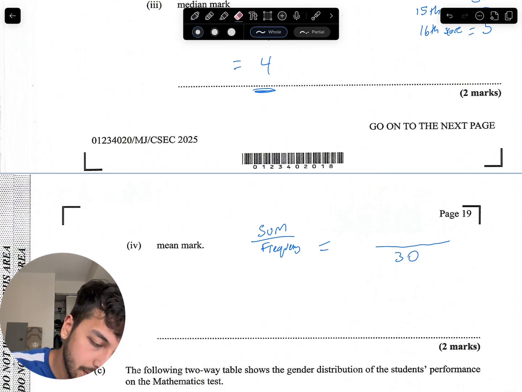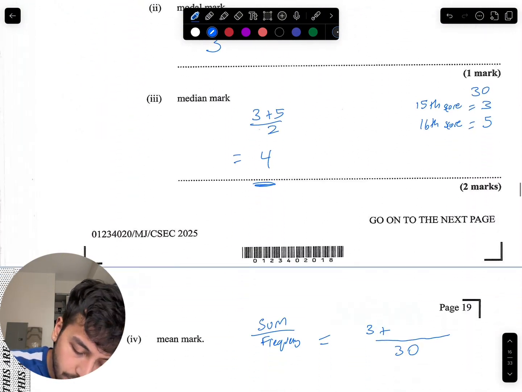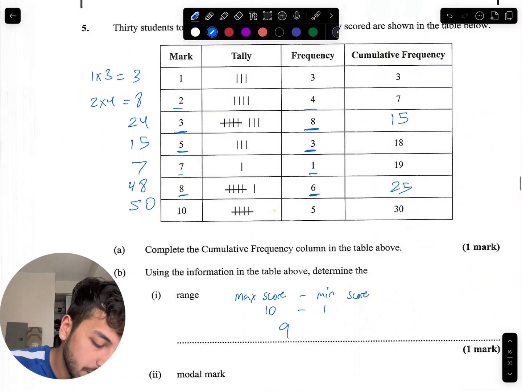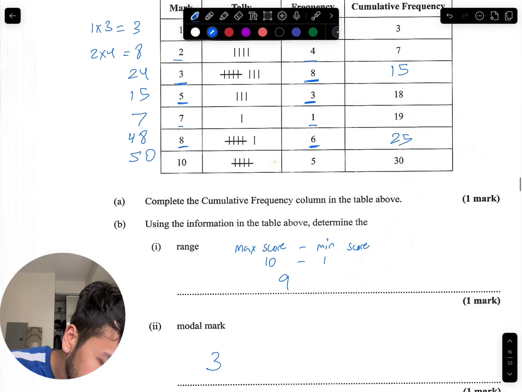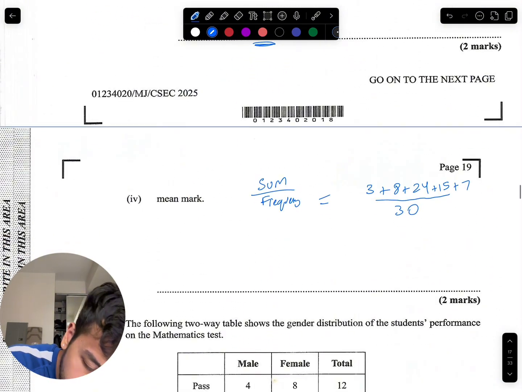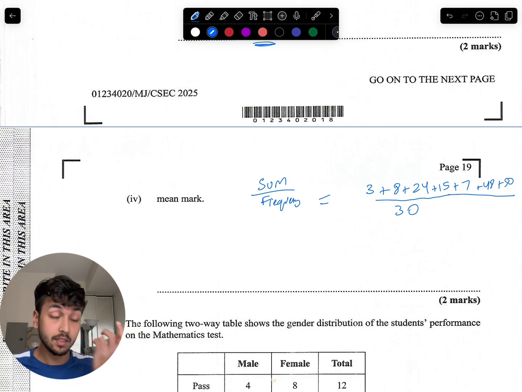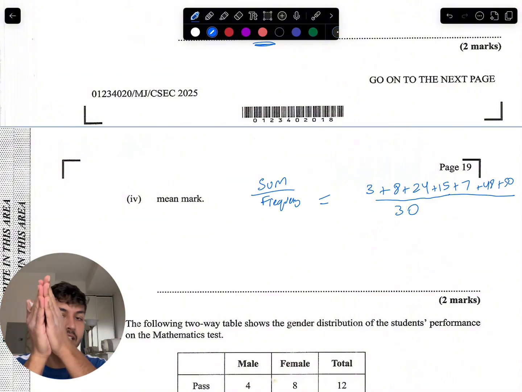So that'll be 3 plus 8 plus 24 plus 15 plus 7 plus 48 plus 50. Right, because what we did is we found the total, each mark times the frequency. So for each thing, we're going to add all of that up and divide it by the frequency, the total number of marks we had, and that'll give us the mean.